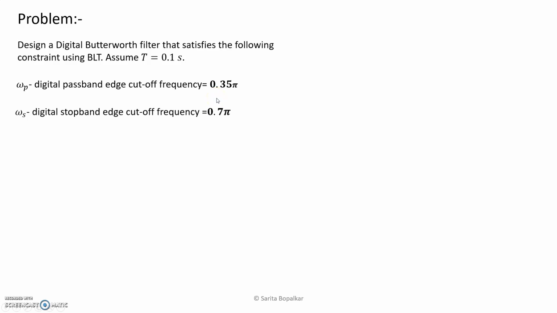Let us see a design statement. Design a digital Butterworth filter that satisfies the following constraints using BLT, where T is equal to 0.1 second. The digital passband edge cutoff frequency omega P is 0.35 pi. The digital stopband edge cutoff frequency is 0.7 pi. And this is the amplitude specification of the magnitude response.